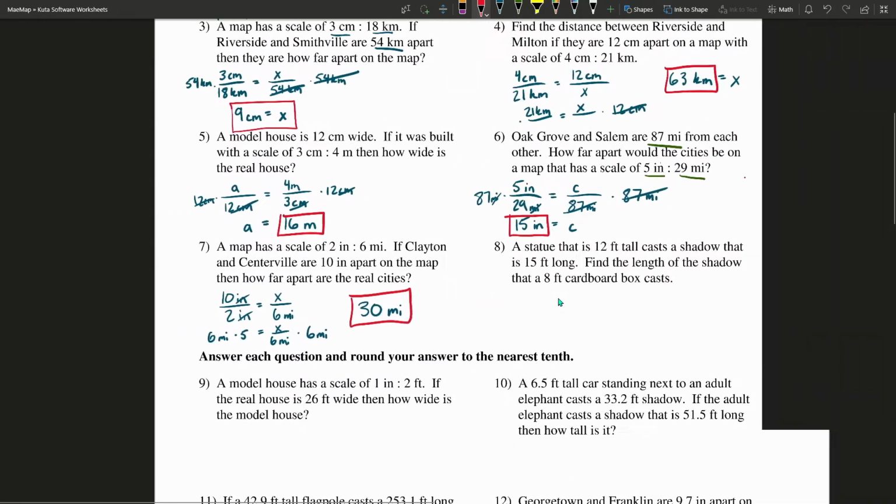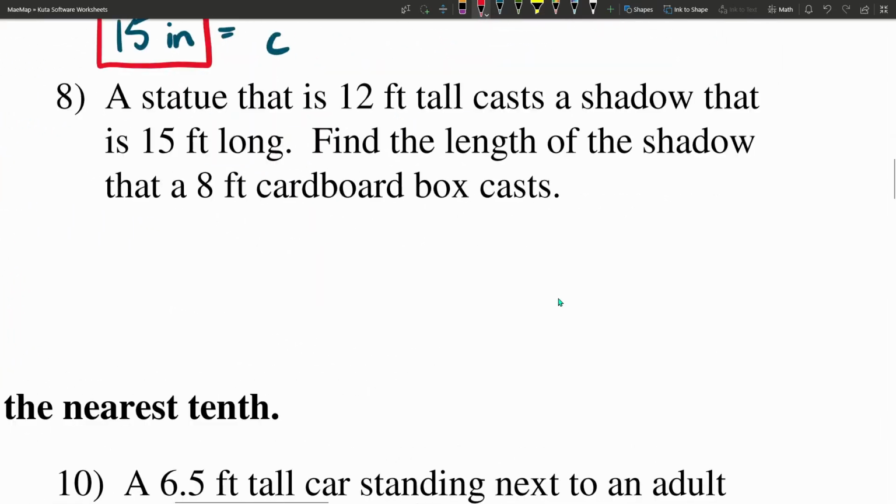Now the last one for this set of instructions, number 8. And for number 8, I think a picture is going to be helpful because again, it's setting up shadows and lengths of figures, which I think pictures are always helpful for.